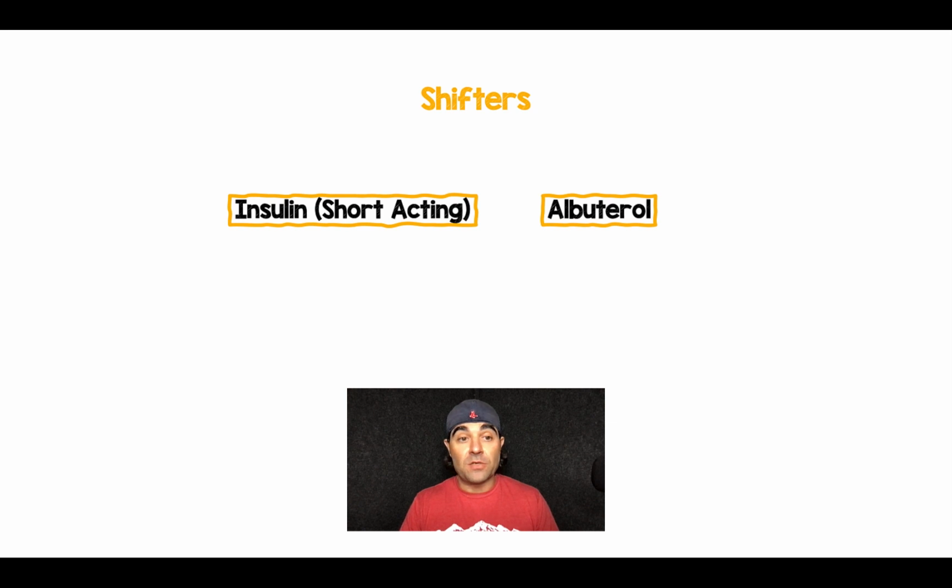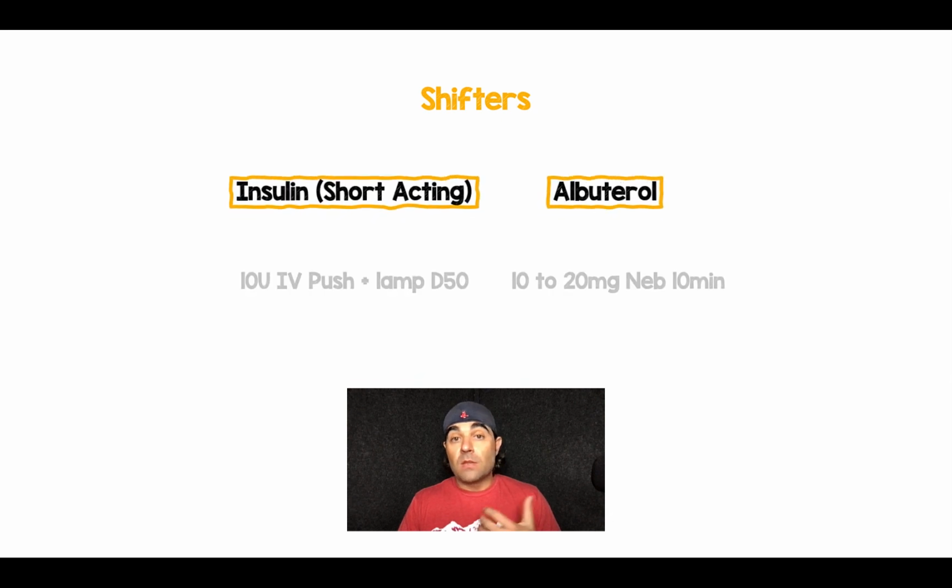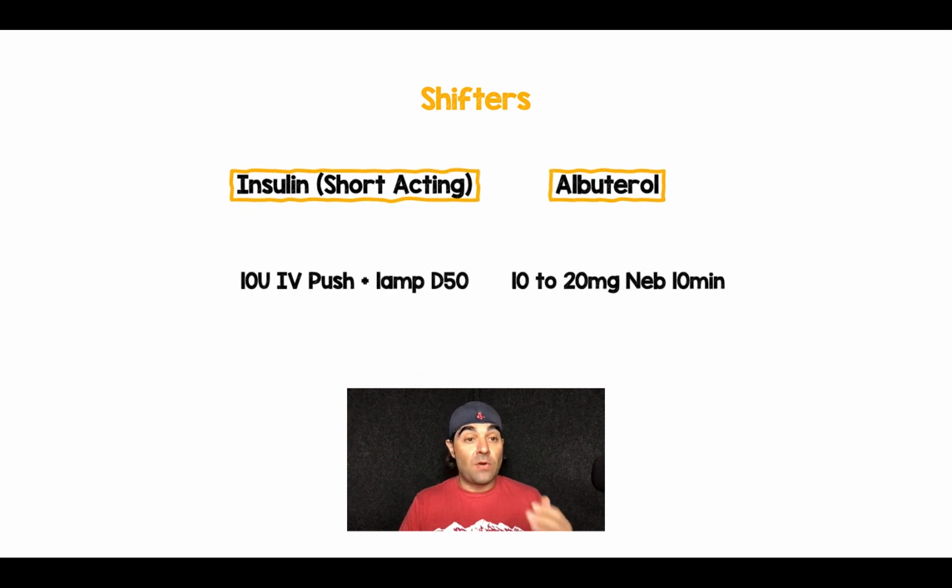Let's move on to shifters. So this is going to be our short-acting insulin or albuterol nebulization. The dosing for these is going to be for insulin, 10 units IV push plus 1 amp of D50 because we don't want to make our patient hypoglycemic.